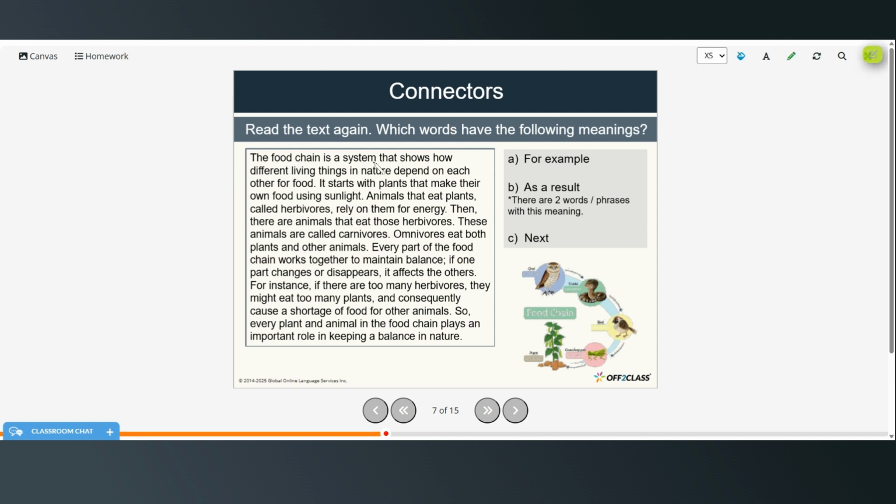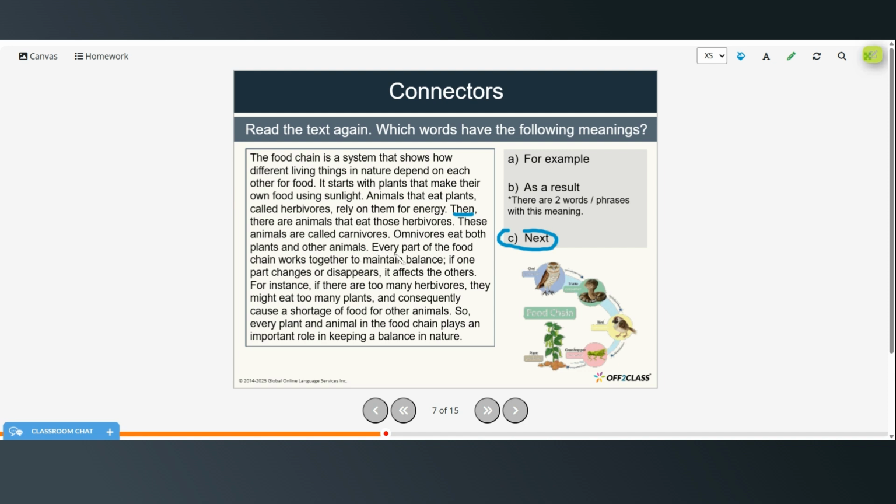So the food chain is a system that shows how different living things in nature depend on each other for food. It starts with plants that make their own food using sunlight. Animals that eat plants, called herbivores, rely on them for energy. Then, so "then" means next, there are animals that eat those herbivores. These animals are called carnivores. Omnivores eat both plants and other animals.